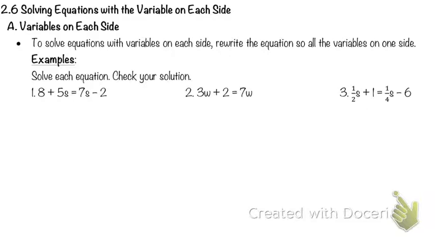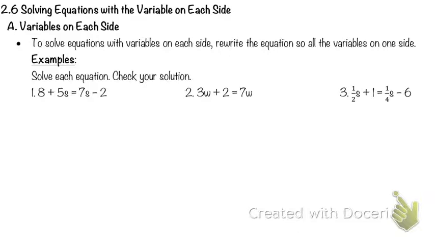Alrighty, so variables on each side. To solve equations with variables on each side, we're going to rewrite the equation so all the variables are on one side. So our first step is to put all the variables together, okay? There's a couple ways we can do these, but we're going to make a habit of this being our first way, because I've found it's typically the most straightforward way for us to think about it. For most people, it's the easiest.